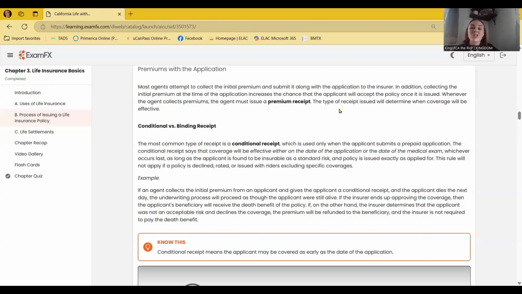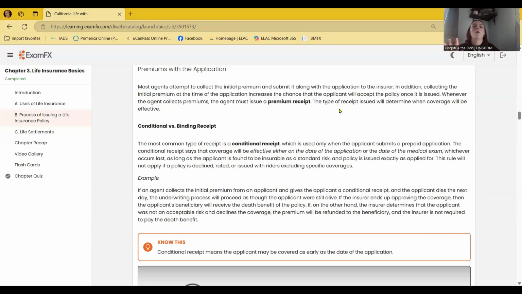If someone has health issues and we don't know if they're going to be accepted or denied, sometimes we'll take a deposit, or we won't take a deposit. We'll do the application. We wait to see if they're approved, and then we go back and take that deposit. But it's just kind of double the work. So normally the agents attempt to collect the initial premium and submit it along with the application.